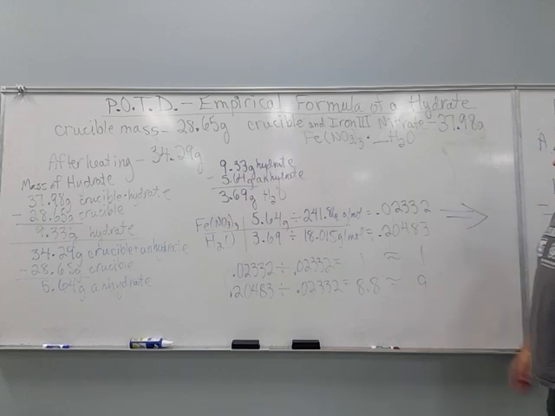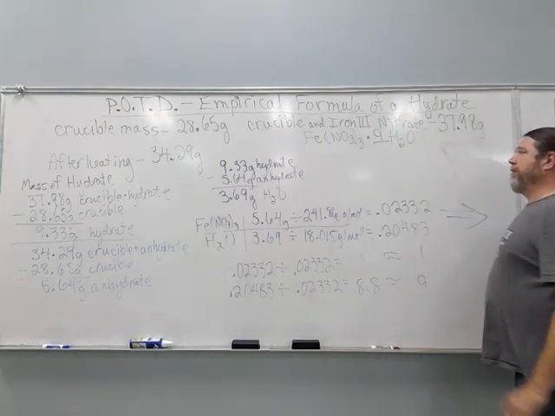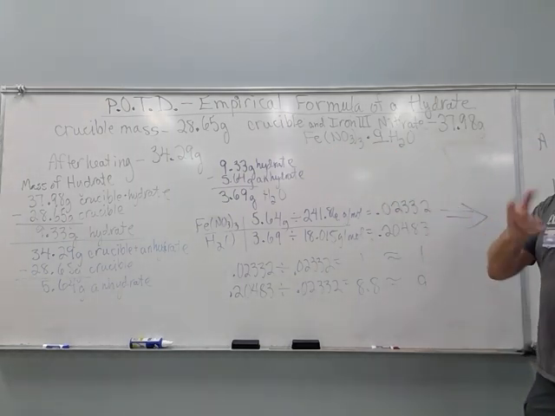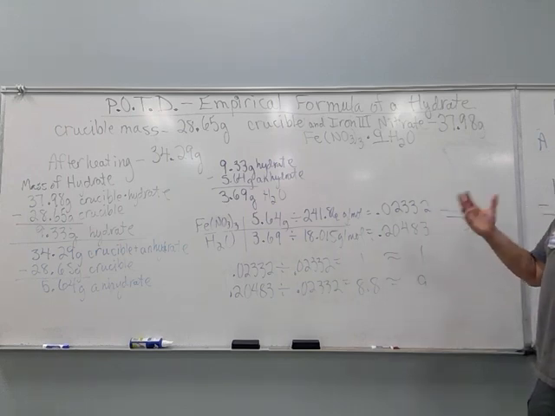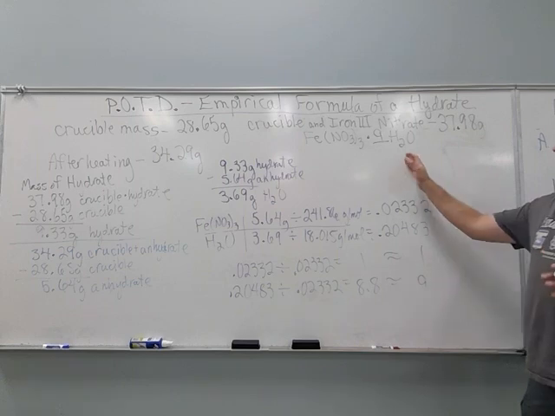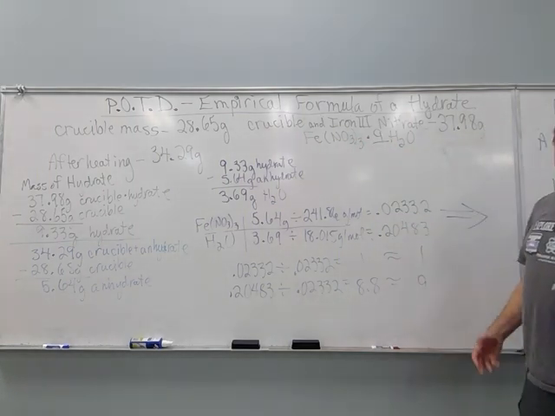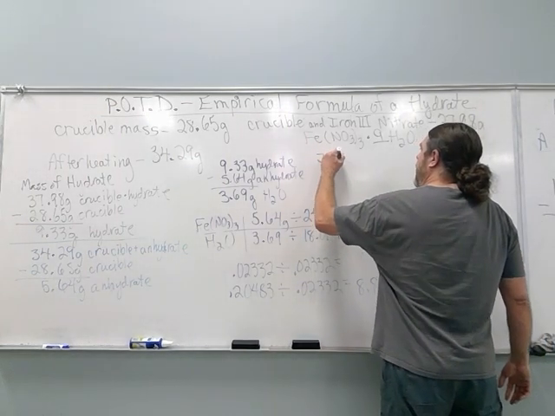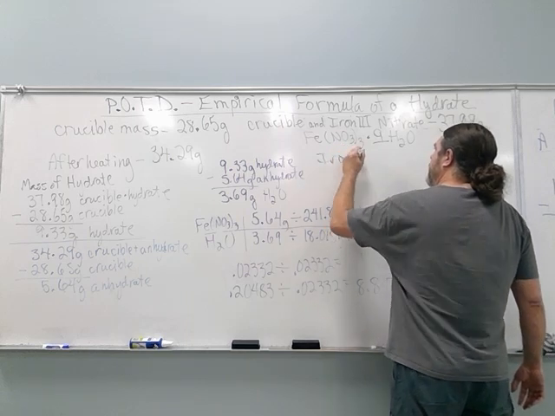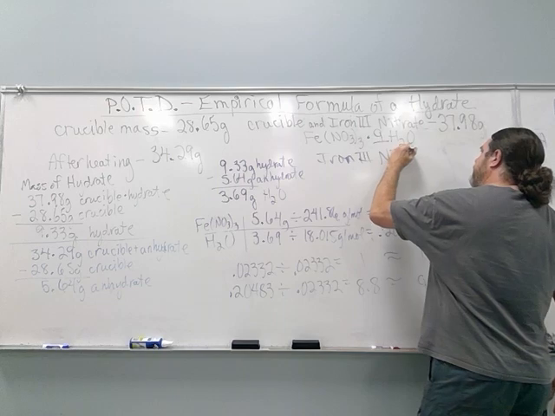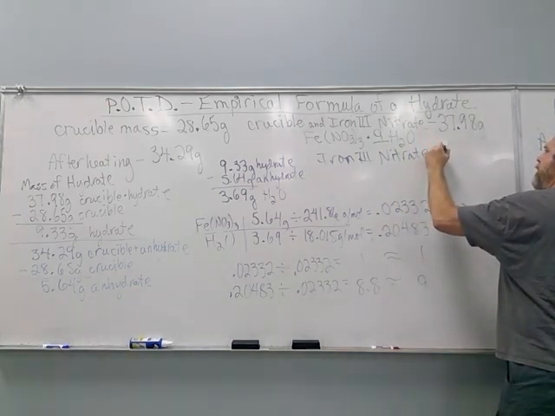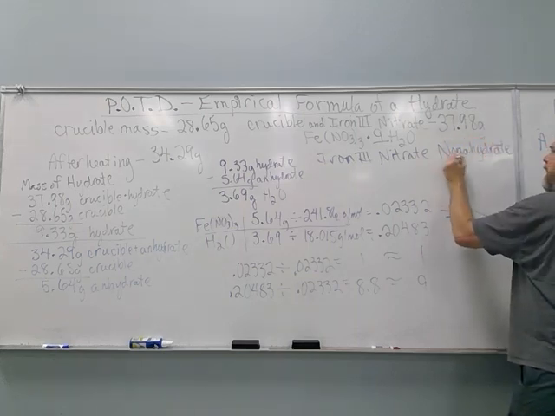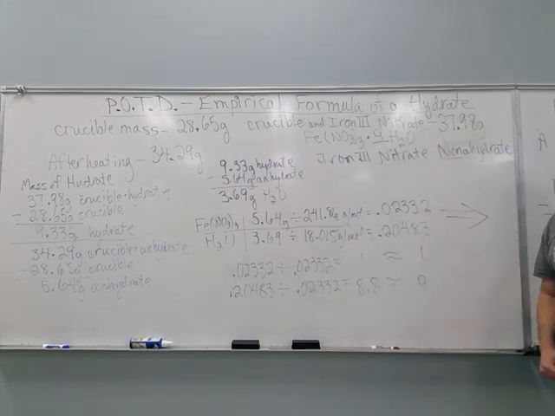But this is close enough, and we can say that for every molecule of iron 3 nitrate in a hydrate form, we're going to have it in this structure with 9 water molecules as the ratio, 9 hydrates to 1 iron 3 nitrate compound. And so we would call this iron 3 nitrate nonahydrate, the nona being our prefix that means nine. And there we go.